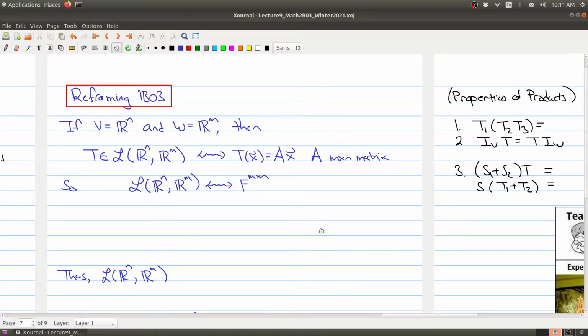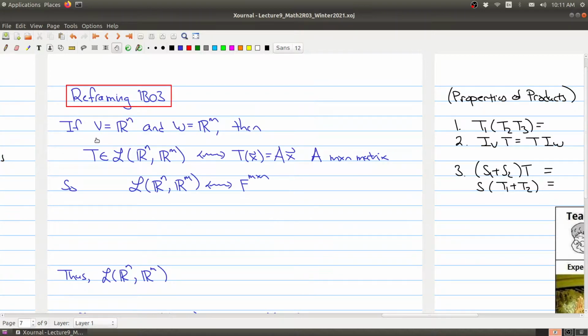So welcome to the last part of Lecture 9, Part 4 for today for Math2R03. We've been talking about looking at the set of all linear maps between two vector spaces. What I want to do is help you understand what we're doing here by looking at what we did in Math1B03, but under the lens of what we've just talked about.